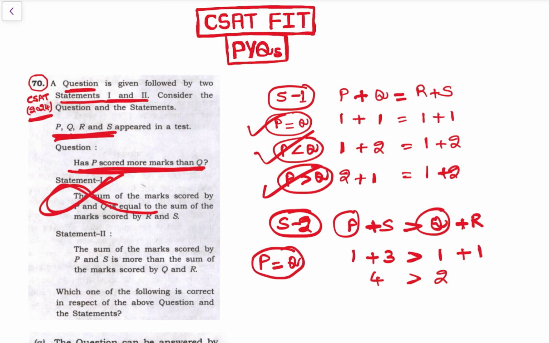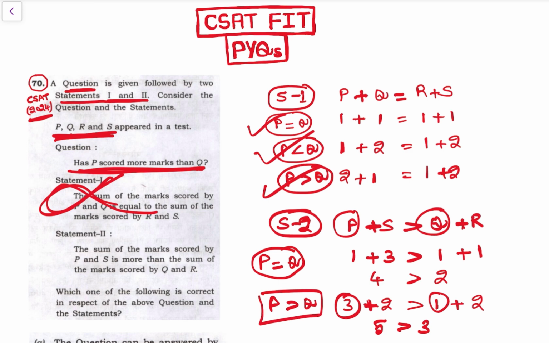Right, then next case, let's take P as 3 marks and S as 2 marks, greater than Q as 1 mark and R as 2 marks. So that is 5 greater than 3. So here P is greater than Q. See, P is 3 and Q is 1. So here also we cannot say. P equal to Q can come, P greater than Q can come, and P less than Q can come if we take examples. So by using statement 2 alone also we cannot answer.